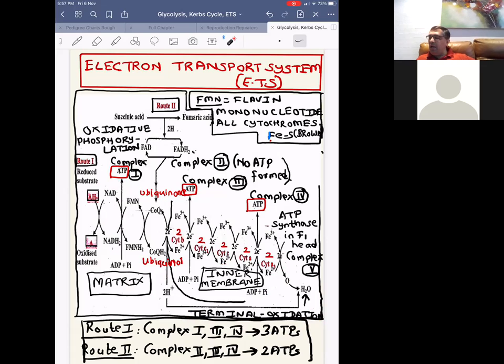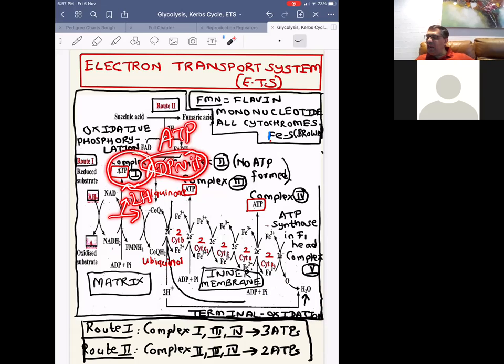ETS. And if you remember, between NADH2 and FMN, the hydrogen releases energy, and that energy combines with ADP and IP to form a molecule of ATP, which is called complex 1.